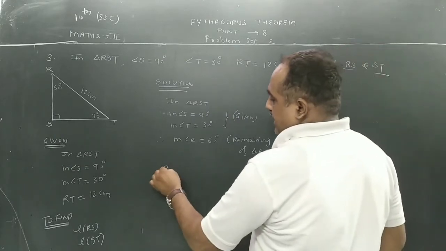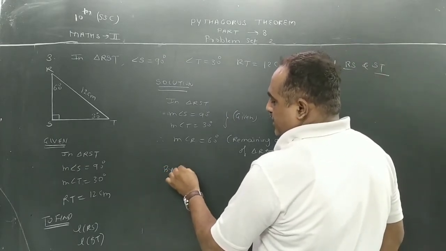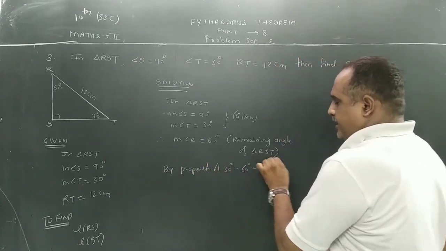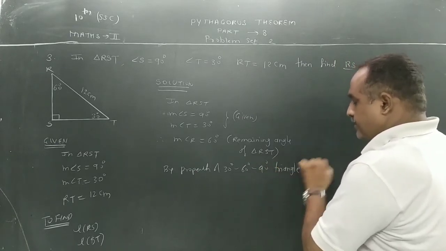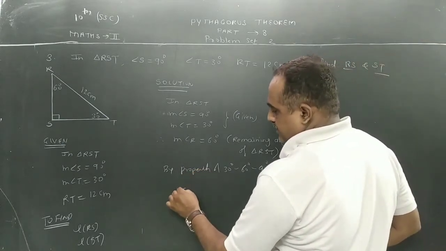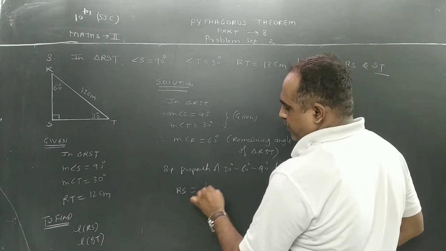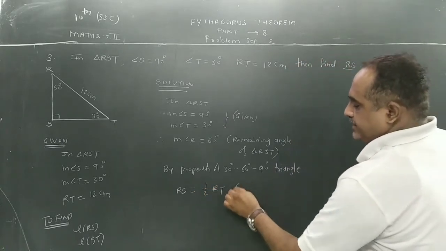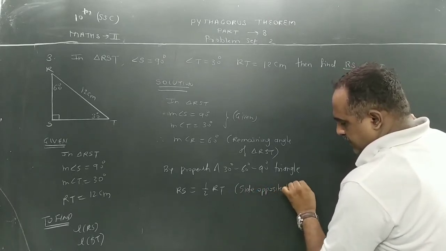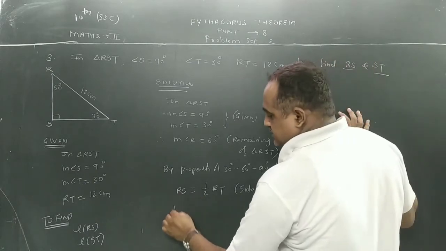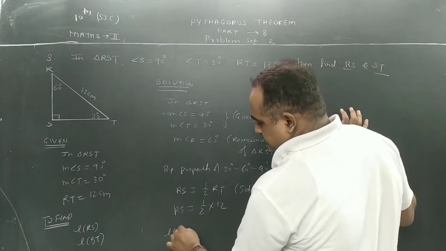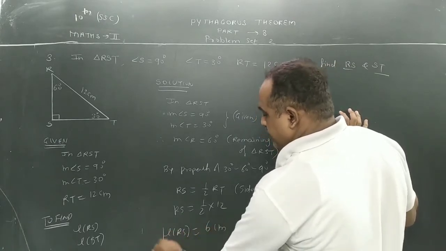Then, by property of 30 degree, 60 degree and 90 degrees triangle, what can I write? RS is half of RT. We can write side opposite to 30 degree. So RS will be half into 12. So length RS is equal to 6 centimeters.